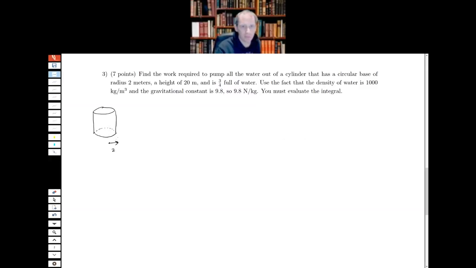So cylinders are actually kind of nice. The height is 20. It's 3/4 full of water. And we want to first create an integral and then evaluate it that pumps all of the water out. So the idea is if I take one slice of water here, that's all going to be moving the same distance out. So let's figure out the work required for one slice.